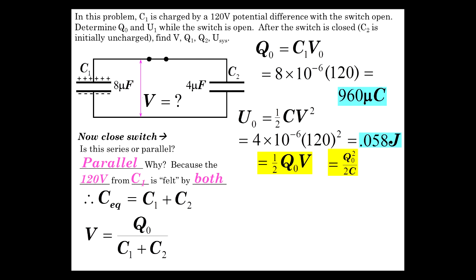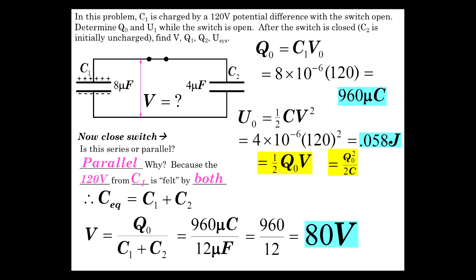And so the voltage is charge over capacitance. And the charge, we didn't add any charge by closing the switch. It was what was on C1 to begin with. It's now shared. So that entire Q0 over the new capacitance. So that is 960 microcoulombs over 12 microfarads. Micros go away. 960 over 12 is 80 volts. So the potential difference went from 120 volts to 80 volts. And of course, that voltage is the same across both. And now the new charges will be shared unequally.